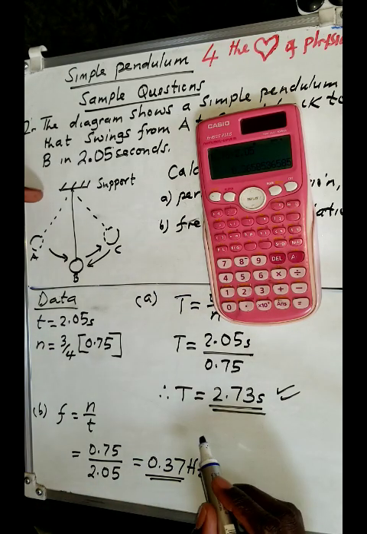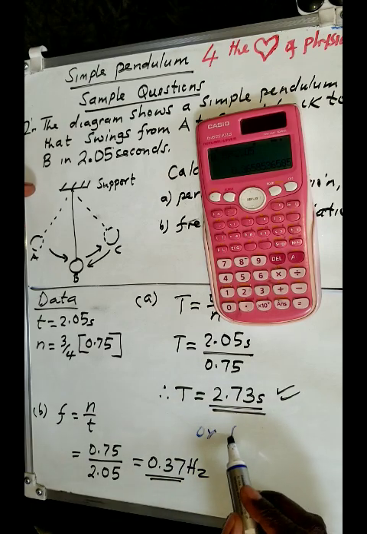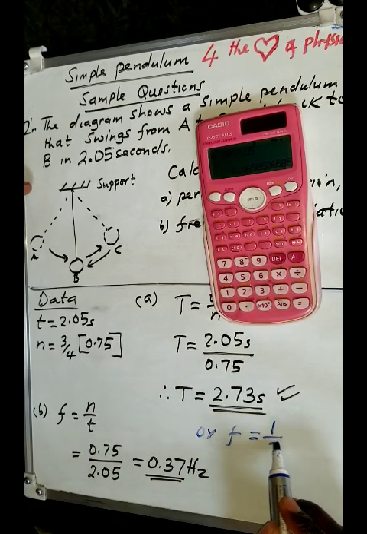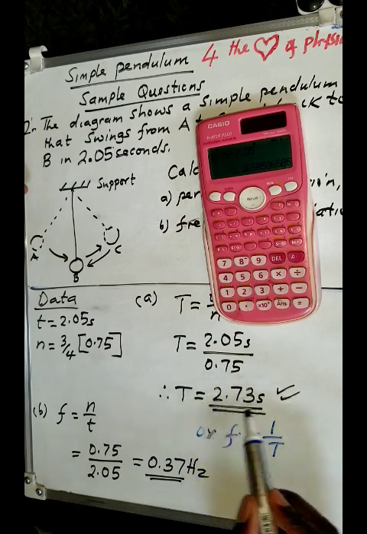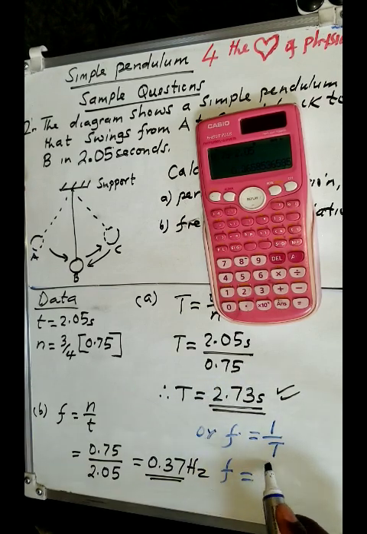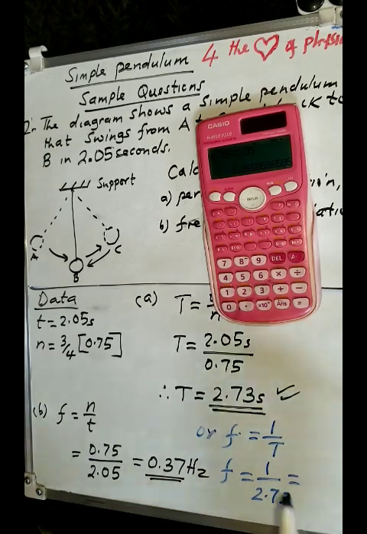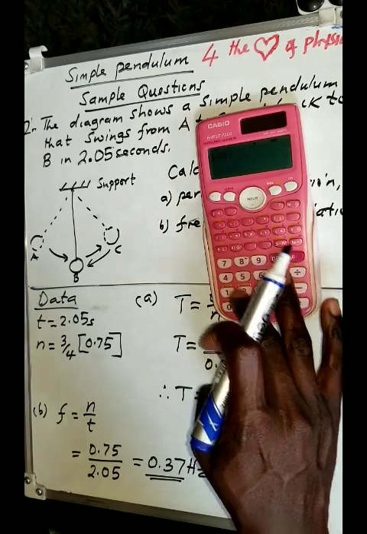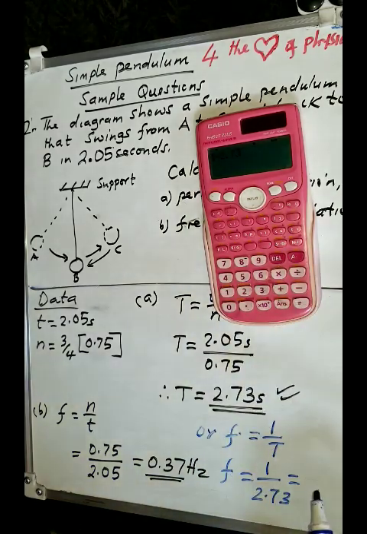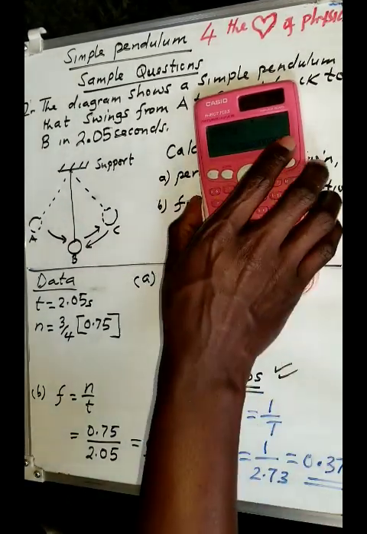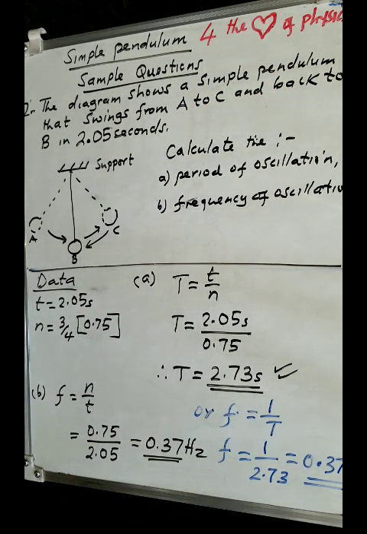Alternatively, a person would have also done this to find the frequency: frequency is equal to 1 divided by period, because we know what the period is. You replace with that 2.73, so it's 1 divided by 2.73, which is still giving me 0.37 Hz. So you can see the solution is one and the same thing. You don't need to worry, it is simply going to be the same.